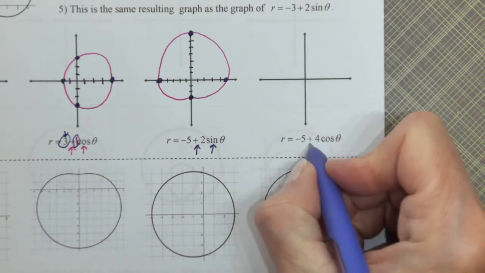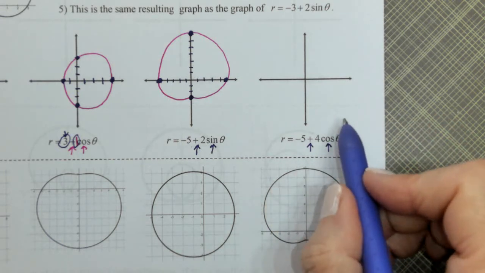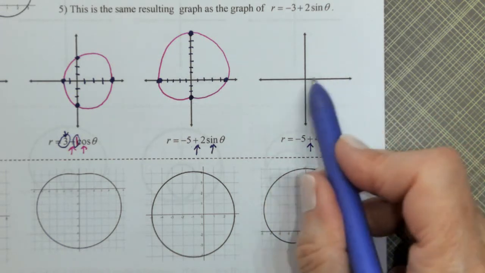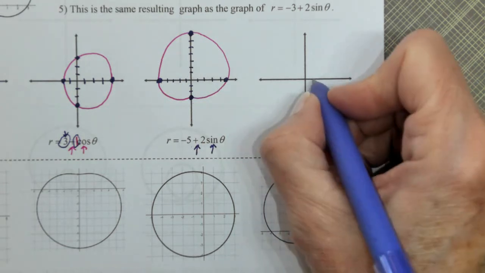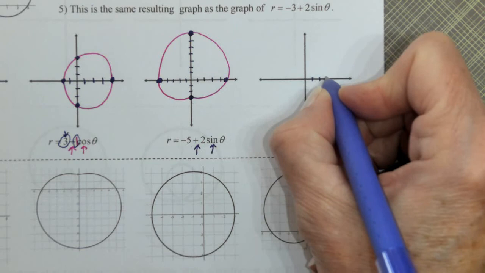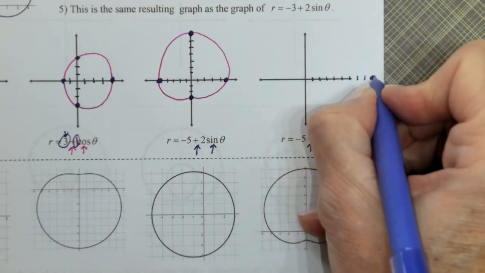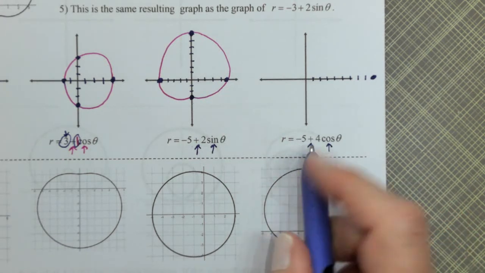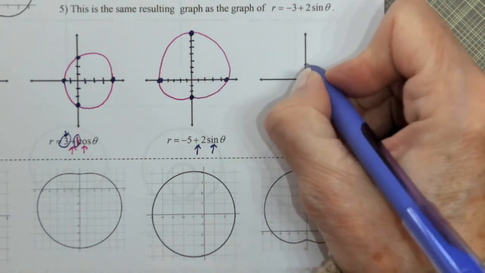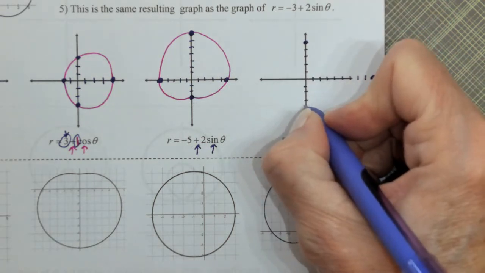Alright, one more of these. Positive cosine. So again, the bulk of this will be out on the positive x-axis. How far out? 9 units out. 1, 2, 3, 4, 5, 6, 7, 8, 9. Okay? How far side to side? 5. 1, 2, 3, 4, 5.